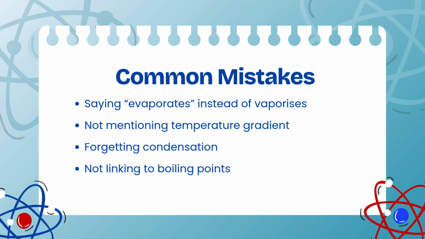Another mistake is not mentioning the temperature gradient. You must state that the column is hot at the bottom and cooler at the top. Students often forget to say that the fractions condense, which is essential. Finally, many answers don't link this to boiling points. You need to clearly state that different hydrocarbons have different boiling points, which is why they condense at different heights. If you include all of these points, you're much more likely to get full marks.